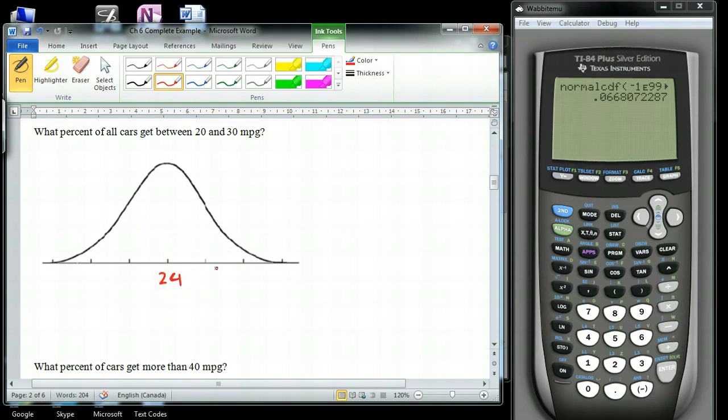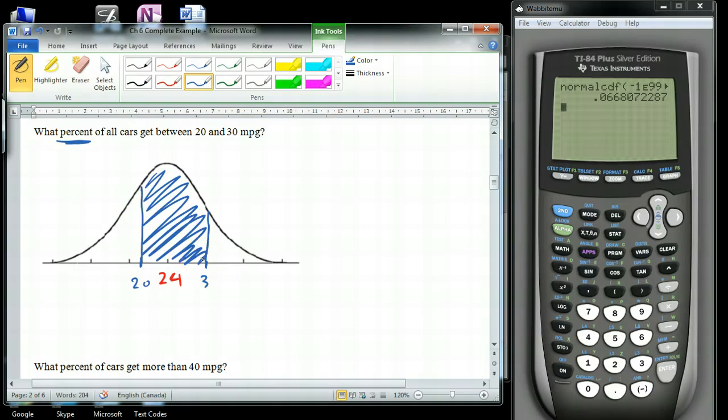All right, 24. And then I'm looking for between 20, so that's going to be somewhere here. And 30 is actually right at the first standard deviation. So that's 30, and that is 20. Again, percent corresponds to the area under the curve, and in this case, that is the area I'm looking for.